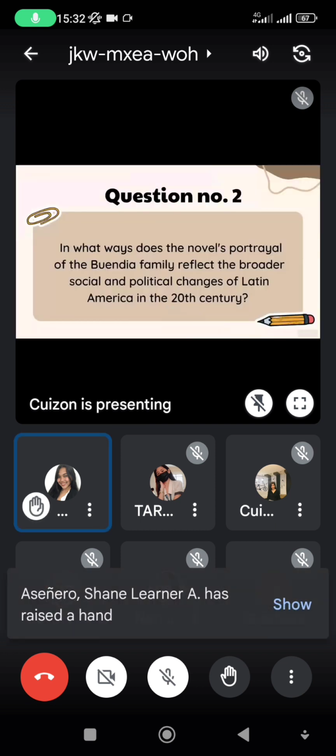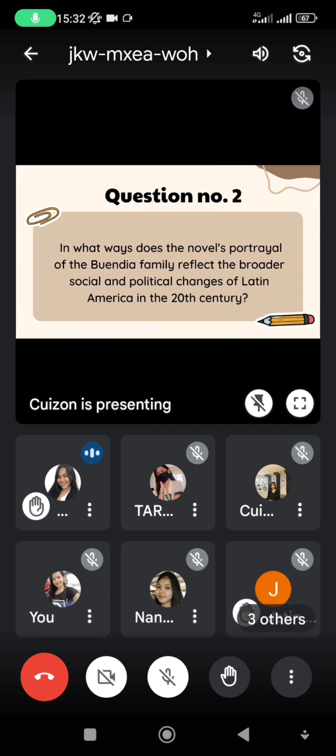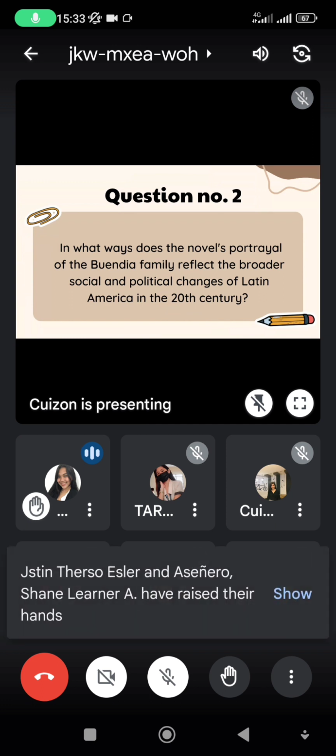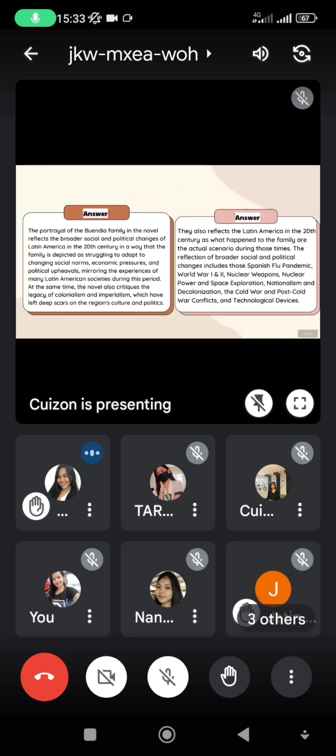Okay, let's move on to number two. In what ways does the novel's portrayal of the Buendia family reflect the broader social and political changes of Latin America in the 20th century? So here's one of our unified answers.